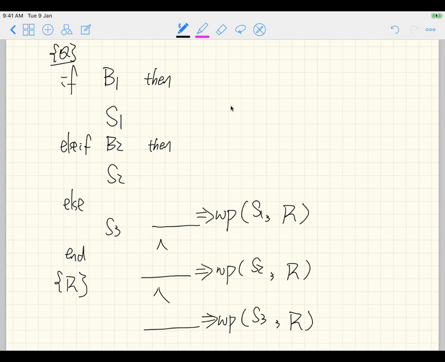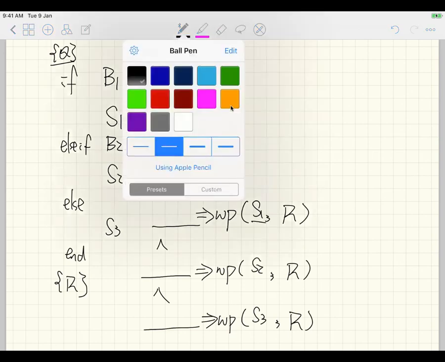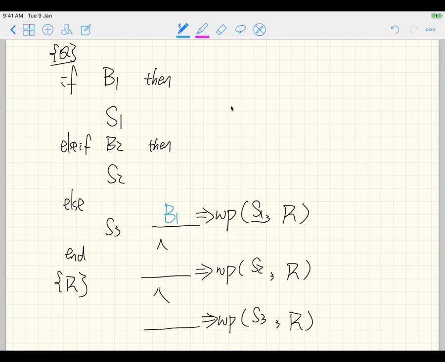Anybody want to try? What about the first one? What would be the assumption we can make if we can execute S1? B1, that's why it's easy. What about if we can execute S2? What does that mean? Aha, very good. Remember the semantics for the runtime. You can only get to B2 if B1 is actually false, right? So not B1 and B2.